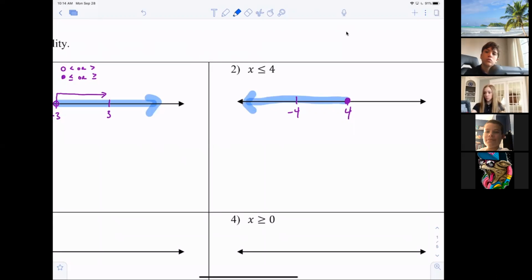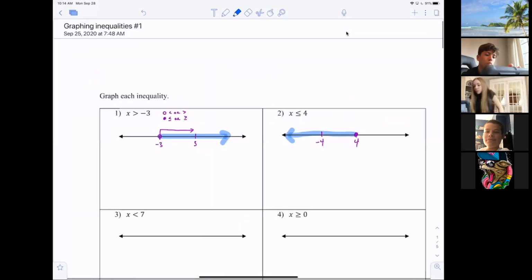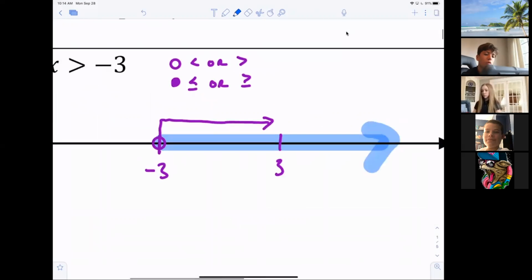Is it solid when it's going left? The explanation is right here. I just said write that down. That says less than or equal to. Greater than or equal to. If there's an equal to, it is a what kind of dot? Solid. If it's just greater than or it's just less than, it's an open circle. That's what that note was for.